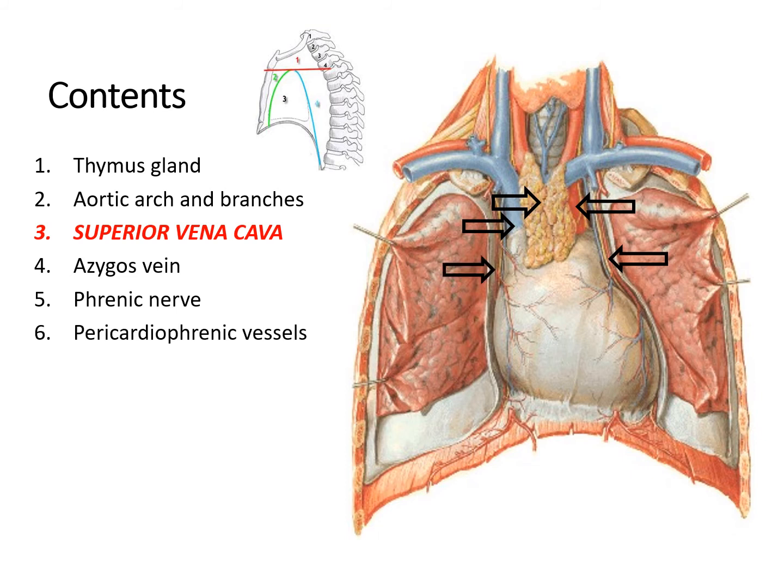And then we have the pericardiophrenic vessels here. Red is the artery, the blue is the veins. That's why they are called pericardiophrenic vessels, because they are arteries and veins. They accompany the phrenic nerve.